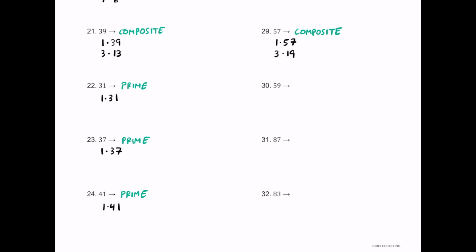For number 30, we have the number 59, so we know we have 1 and 59, and it turns out that's it, so 59 is a prime number. For number 31, we have 1 times 87, but is there anything else? Well, it's not divisible by 2, but how about 3? 8 plus 7 is 15. 15 is a multiple of 3, so it turns out 3 times, I think, 29 gets you 87, so 87 is going to be a composite number.